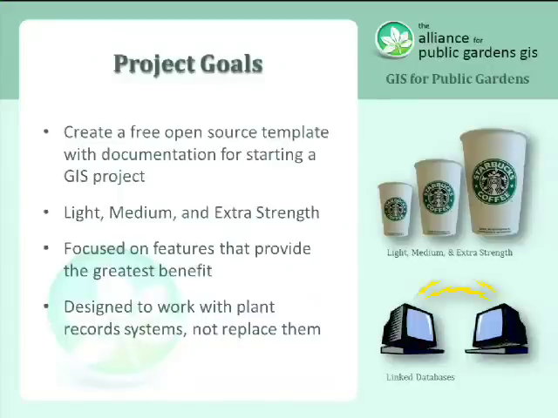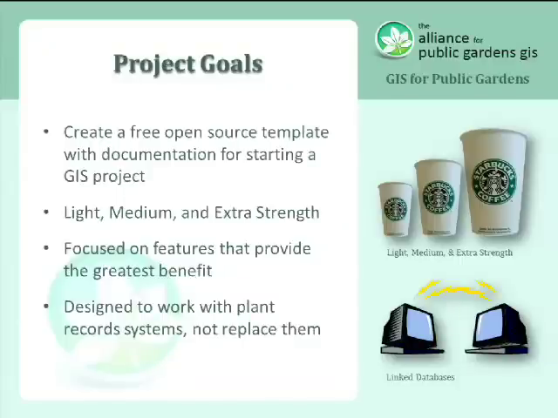And we wanted to make it modular, so it comes in light, medium, or extra strength varieties. But basically you just take the pieces that you want to use out of the model and use those as you see fit. And if there are things that you don't need, don't use them, and you can actually just delete them right out of the model. And we wanted to make sure that it was focused on providing the features that provided the greatest benefit. So we wanted to make sure that all the things that are done really commonly in gardens, we definitely had in there. And some of the things that are maybe used a little bit less often are not in there.